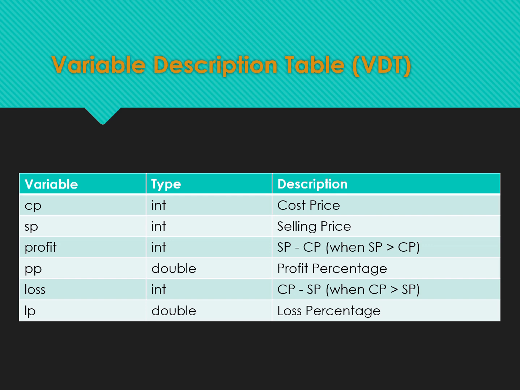Let's go through the variable description table. cp and sp are integers that hold cost price and selling price. Profit and loss are temporary variables used to store the amount of gain or loss. PP stands for profit percentage, while LP stands for loss percentage. Both PP and LP are of double type to accommodate decimal values in percentage output.